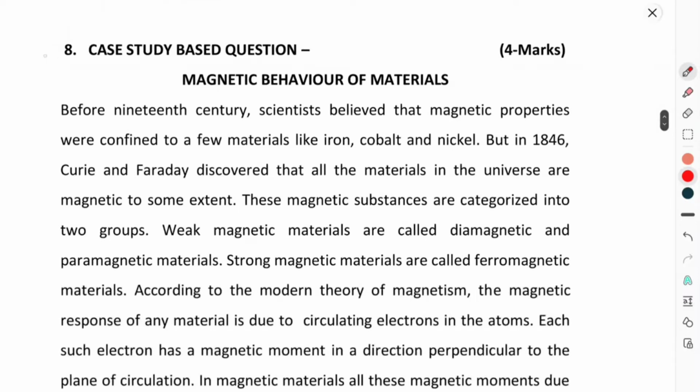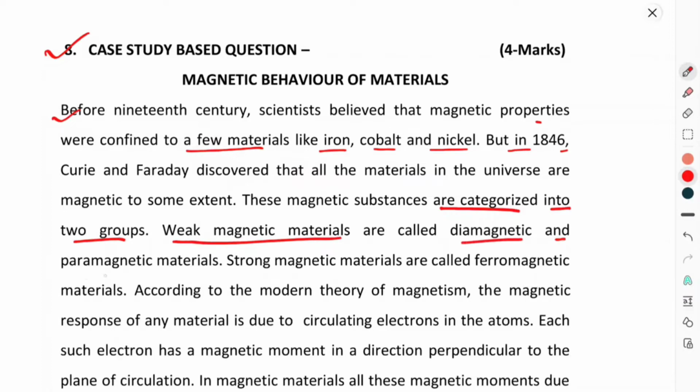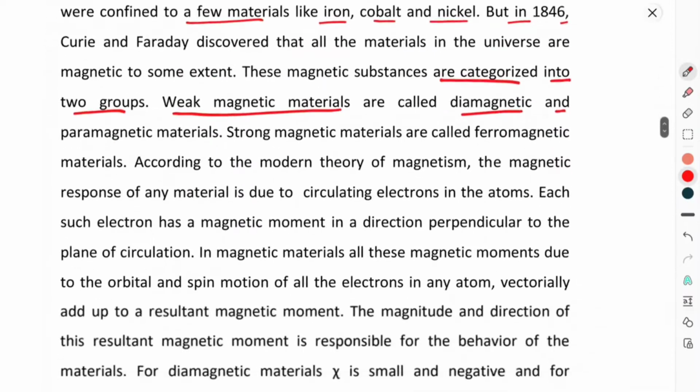Case study-based question. Magnetic behavior of materials. Before the 19th century, scientists believed that magnetic properties were confined to a few materials like iron, cobalt, nickel. But in 1846, Curie and Faraday discovered that all the materials in the universe are magnetic to some extent. These magnetic substances can be categorized into two groups: weak magnetic materials, called diamagnetic and paramagnetic materials. Strong magnetic materials are called ferromagnetic materials.